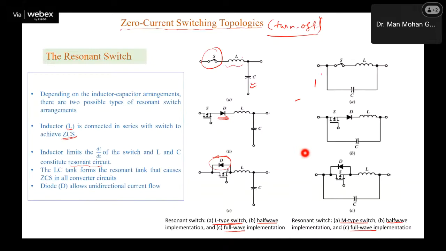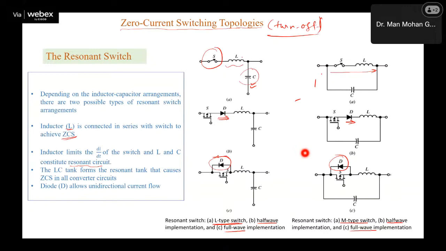In the M type, like in this L type switch where we connected this capacitor over here, we connect this capacitor across this combination. If you want to make it unidirectional, connect a diode. If you want to make it bidirectional, connect a diode in anti-parallel, then the capacitor will be there. So that is how these topologies work. Now this is for the switch.